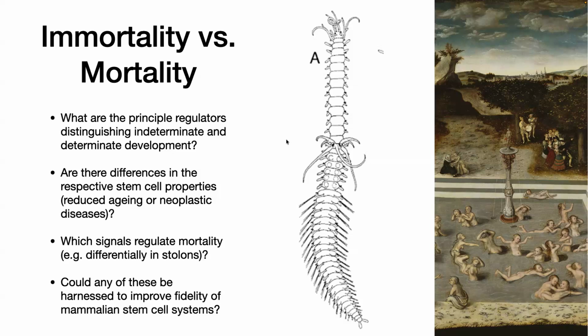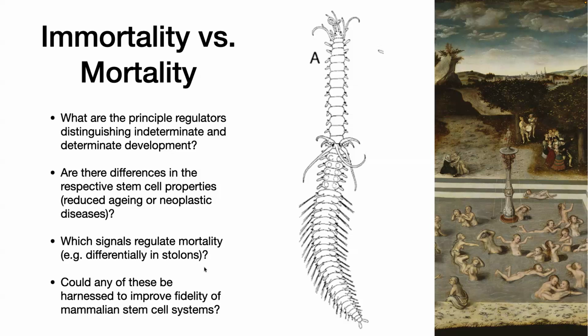And we wonder what are the principal regulators that distinguish the immortal and rejuvenating systems from those that are aging and have to die. Are there any differences in the respective stem cell properties? Is there reduced aging? Are there some sort of neoplastic diseases that are being avoided? So this is something that I think is up for discussion, up for investigation.